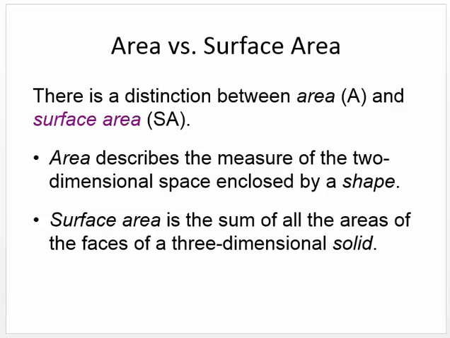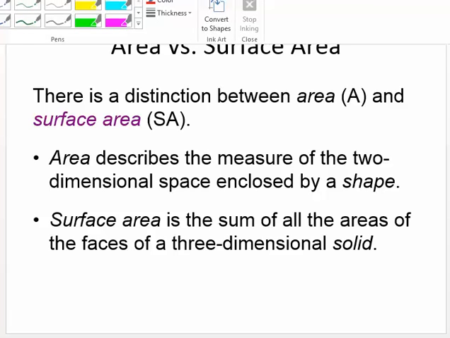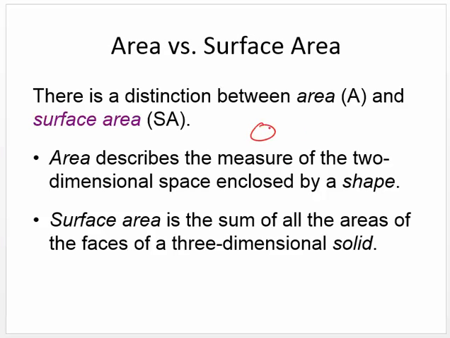There's the distinction between area and surface area. Area describes the measure of a two-dimensional space enclosed by a shape. So we would find the area of a circle. We'd find the area of a box or a triangle.